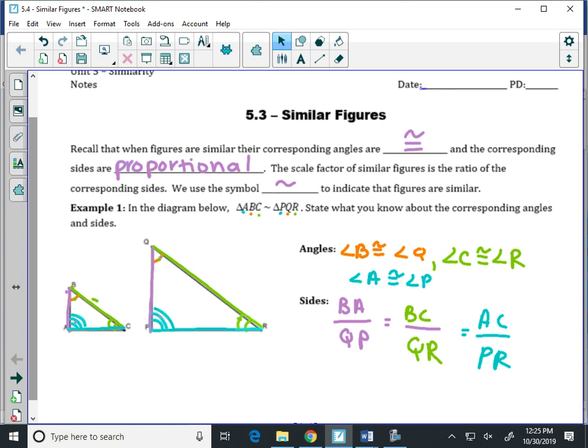We have similar figures. Corresponding angles are always going to be congruent, and their sides are proportional. Meaning you can make fractions out of the corresponding sides, and that fraction will be the same. Questions over that?